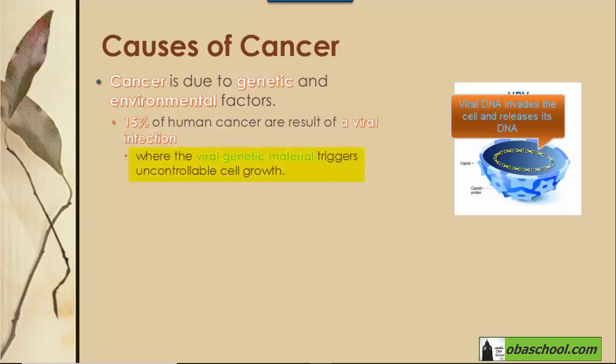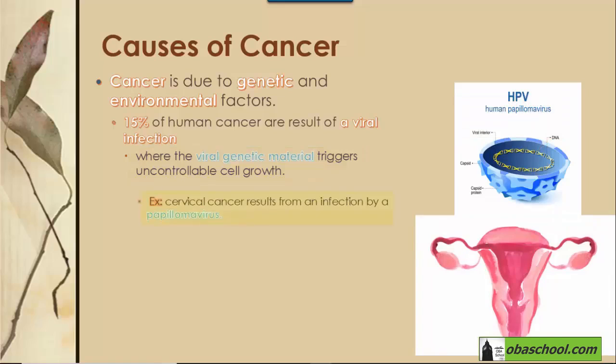The genetic material from the virus can trigger uncontrollable cell growth, like for example the human papillomavirus or HPV. Cervical cancer can be given from an infection by a virus. This is the human papillomavirus.